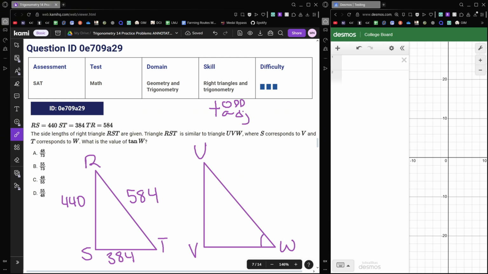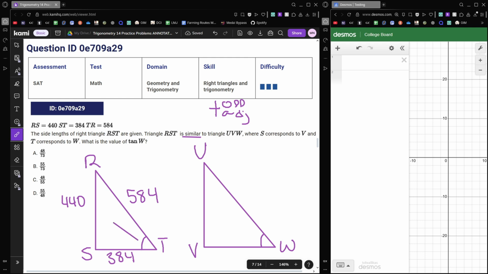So here's angle W, and you notice that we don't know the side lengths of any side actually, but we do know that angle W corresponds to angle T. And corresponding angles in similar triangles are always going to be congruent. So that means that their trigonometric ratio would also be the same. So what I'm trying to say is tangent of W would be equal to tangent of T. So let's find out what the tangent of T is.